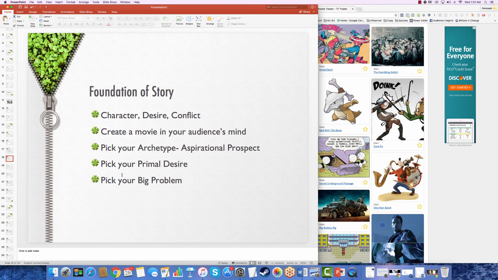Now, the next thing is, once you've picked your archetype as the aspirational prospect, you need to pick your primal desire. This is obvious. The primal desire is part of the research that you do for the big four. And the next thing is, you've got to pick your big problem. So, character, desire, and conflict. Creating the movie in the audience's mind: to create a character, pick your archetype as an aspirational version of your prospect. As a desire, pick your primal desire. And as a conflict, pick your big problem. This is not your big idea. This is your big problem. This is the thing that your client or prospect thinks is their biggest struggle. And once you know this, you can help them overcome it.